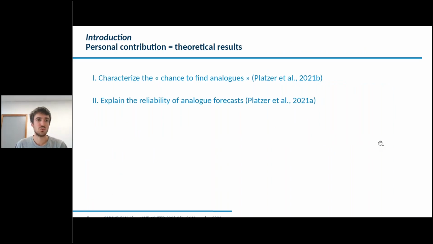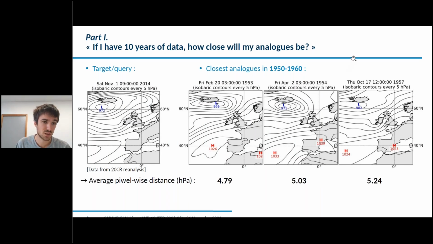Now, my personal contribution, my personal work was very theoretical, as I said, but I will try to give you some ideas of what it means in the real world. And so the first part is about the chance to find analogs, and the second part is about the reliability of analog forecasts. So on the chance to find analogs, the question that I'll try to answer is the following. If I have 10 years of data, how close will my analogs be? Because that's the question that people usually ask. And you'll see that the answer is not so easy.